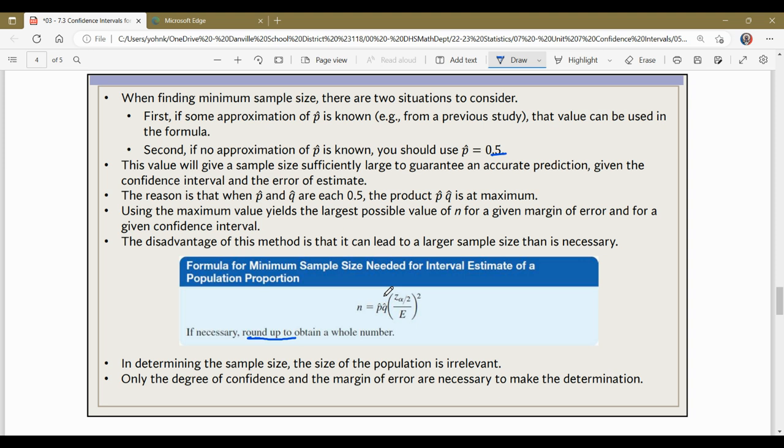In determining the sample size, the size of the population is irrelevant. It doesn't matter if there's 100 people in the population or 1 million people in the population. The sample size is a minimum sample size and is in no way dependent on how many people are actually in the population. Only the degree of confidence and the margin of error are necessary to make the determination. Notice, kids, in this formula, it does not matter what the size of the population is.